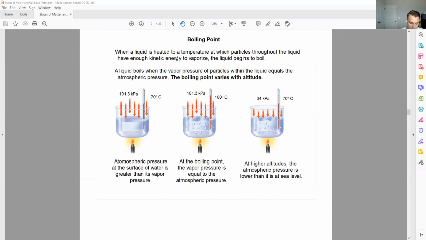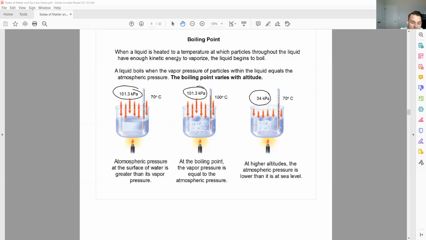So you can see in these pictures here, we're at 101.3 kPa, so we're at sea level. We're at 20 degrees Celsius. You just notice no boiling is occurring. When we're at sea level, 101.3 kPa, we're at 100 degrees Celsius. Obviously, that's the boiling point of water. So at the boiling point, the vapor pressure equals the atmospheric pressure. And then finally here, I'm at 34 kPa. So that means my pressure has decreased.